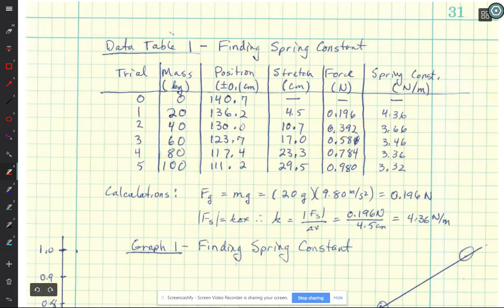Here's an example of my data table. I put a title for the data table, and then I put column headings to say what I'm measuring. And notice I have right here, parentheses, kilograms. That's the units. kg is the standard unit for mass, kilogram.